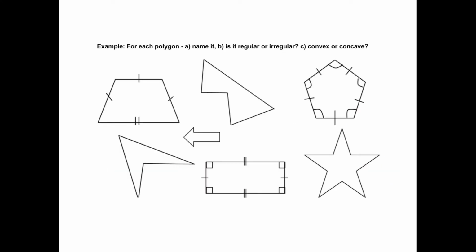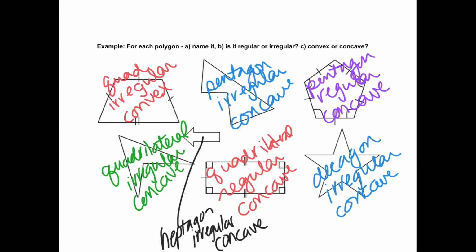These are examples. Please follow the instructions. Name each one based on the number of sides. Identify if it's regular or irregular, which, remember, has to do with being equilateral and equiangular, and then determine if it is convex or concave. Please pause the video. Try to do it yourself before checking your answers. Here are the answers.